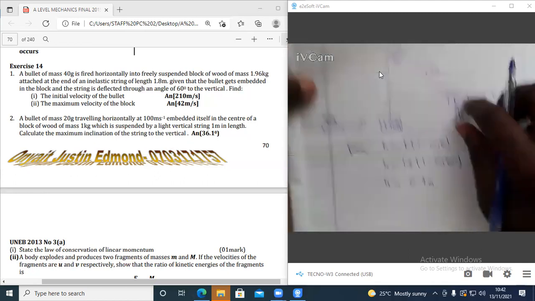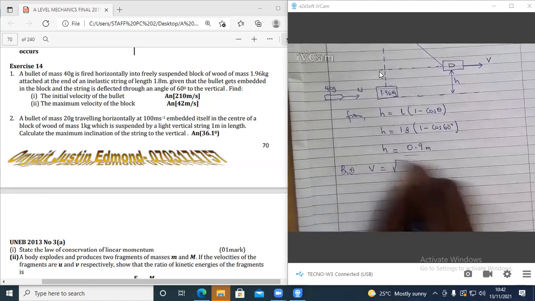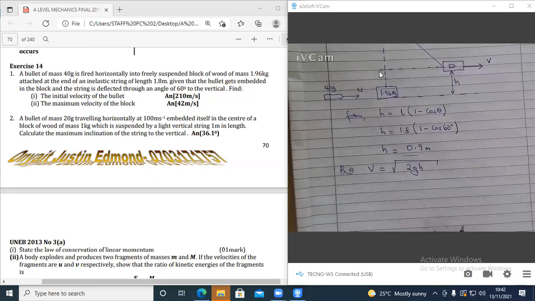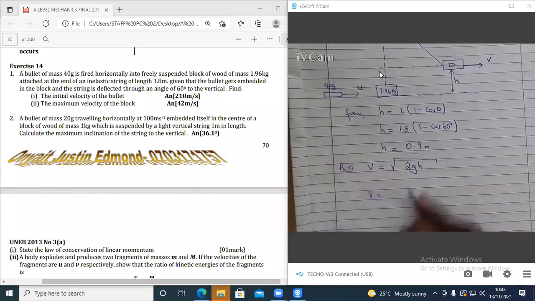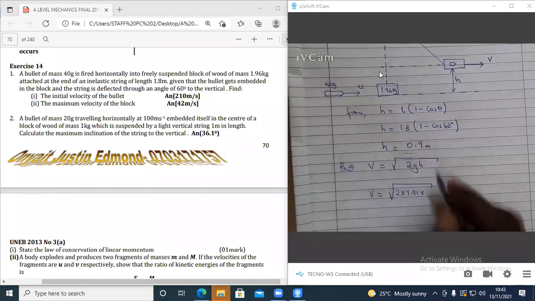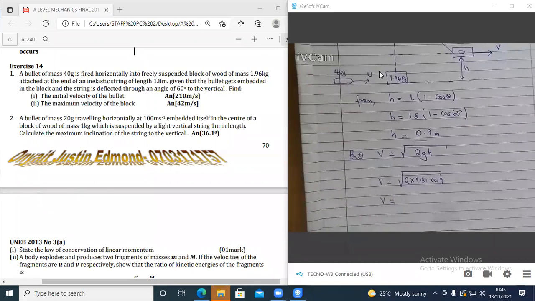But the velocity v is given by the square root of 2gh. If you have forgotten, you work from first principles, but you still arrive at the same formula. So v equals the square root of 2 times 9.81 times the height, which is 0.9. Can you find that for me? 2 times 9.81 times 0.9. What do you get?